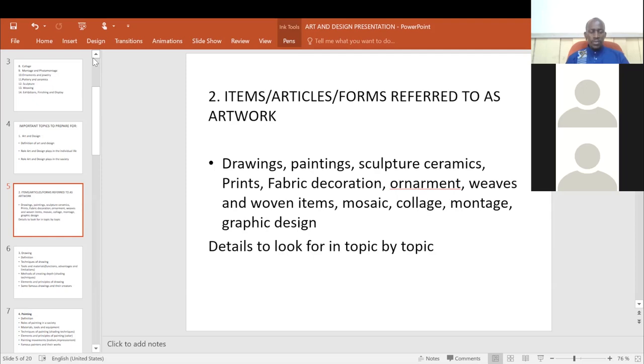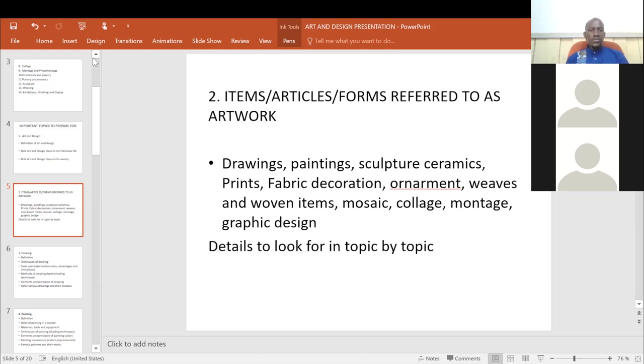Again, it is of importance to know that when we're talking about the artworks or the articles or the forms of art that we mentioned, we can classify the artworks into two. We have the 3D forms of art, and then we have the two-dimensional forms of art. The 3D forms of art are collage, sculpture, we have ornaments, we have weaves, and we have ceramics, or sometimes referred to as pottery. Those are the 3D forms of art.